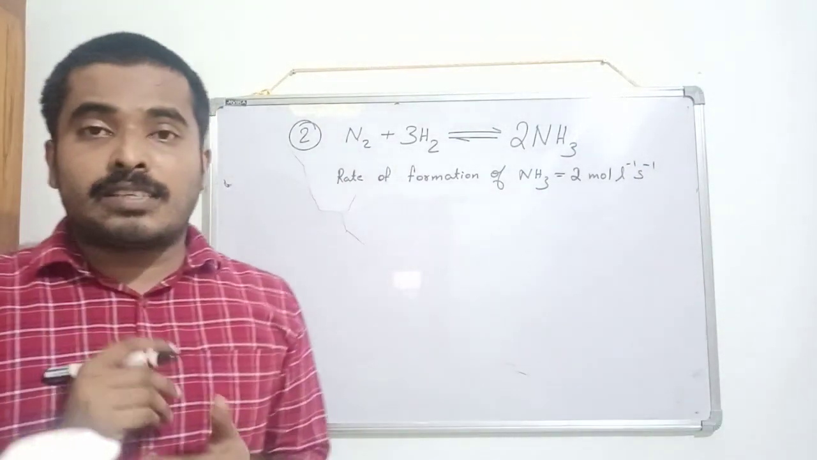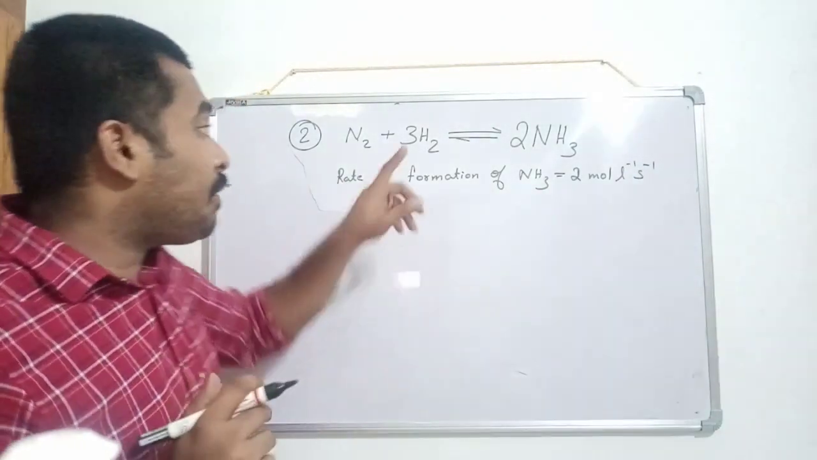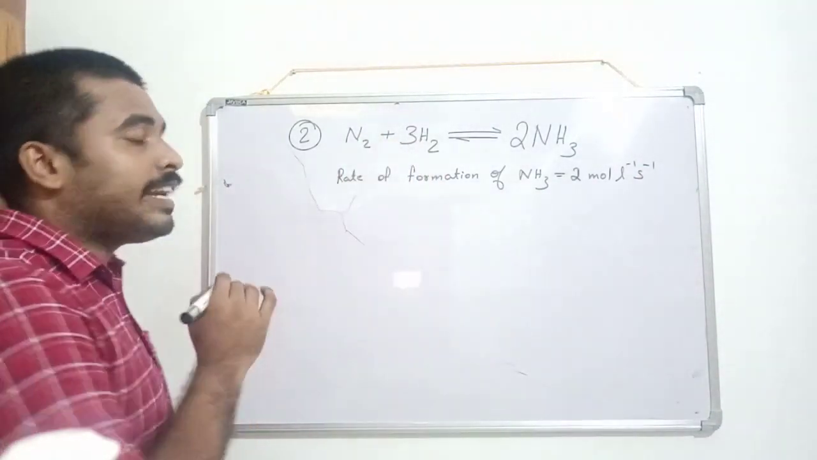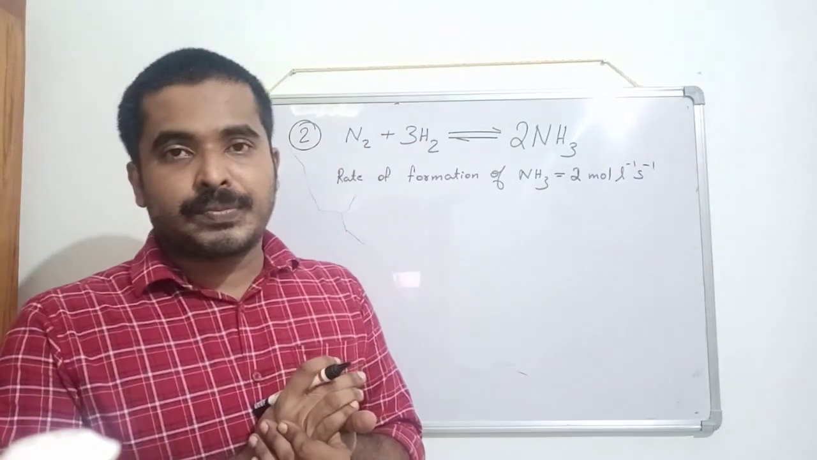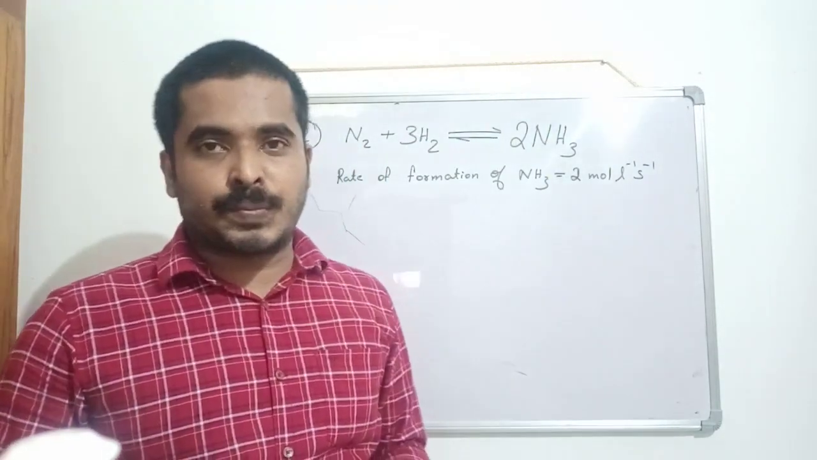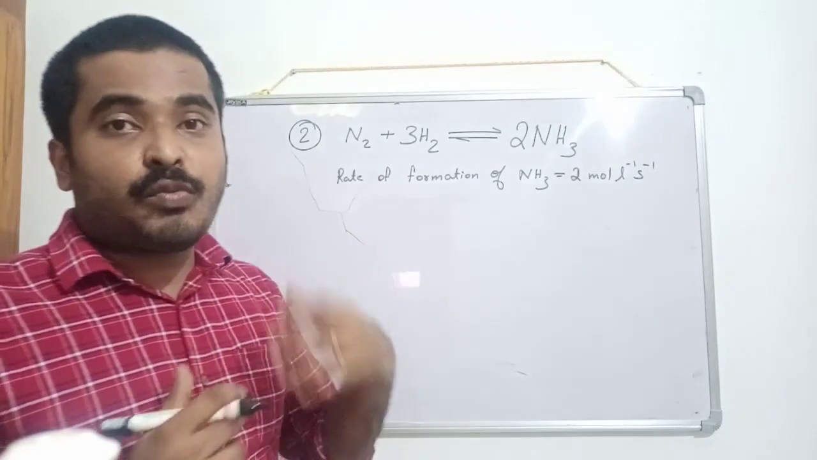Now my question is, find out the rate of disappearance of hydrogen. Rate of disappearance of hydrogen. This is what you have to find out. Let's go back to the first class. How will you write the expression for average rate?